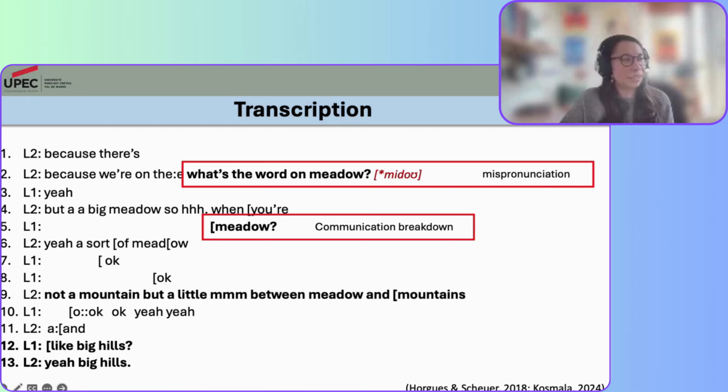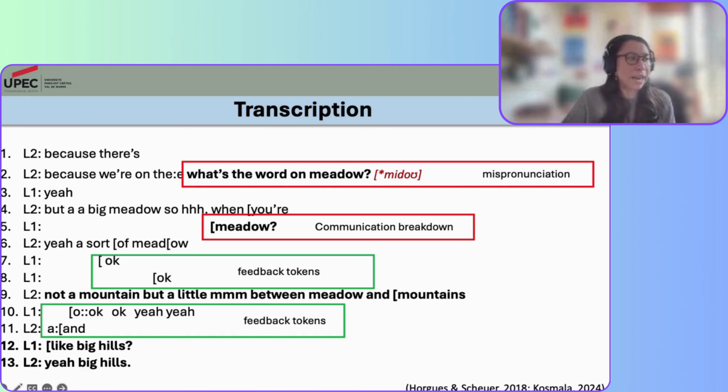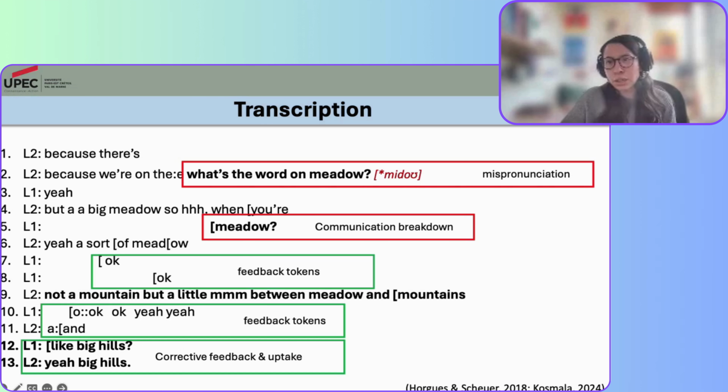There she elaborates: a sort of meadow, not a mountain, but between meadow and mountains. During that time, I think he starts to understand and so offers feedback tokens, tokens of engagement and understanding, okay, then repeated afterwards. And that's when he offers what we call corrective feedback, which is an alternative version of the initial word that she offered, and says like big hills, asking a question like, is that what you mean, big hills? And then she repeats, yes, yeah, big hills. So that's the uptake from the L2 speaker. You see how it plays out, and that happens quite a lot in L1, L2 interactions.